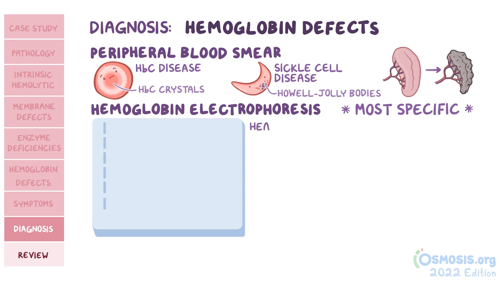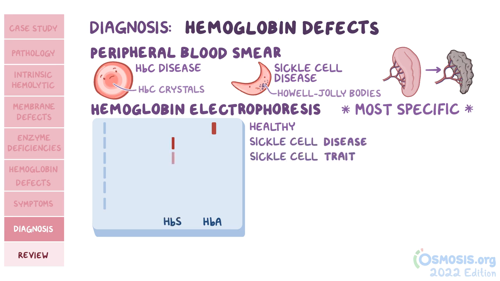In this case, a healthy individual will have an intense band of HbA. An individual with sickle cell disease will have an intense band of HbS, and an individual with sickle cell trait will have two almost equal bands of HbS and HbA. Similarly, someone with HbC disease would have an intense band of HbC. Someone with HbC trait would have two almost equal bands of HbC and HbA, while someone with HbSC disease would have two almost equal bands of HbS and HbC.